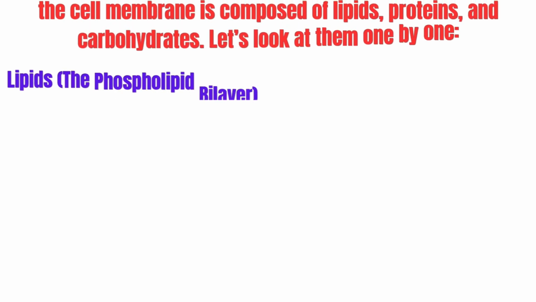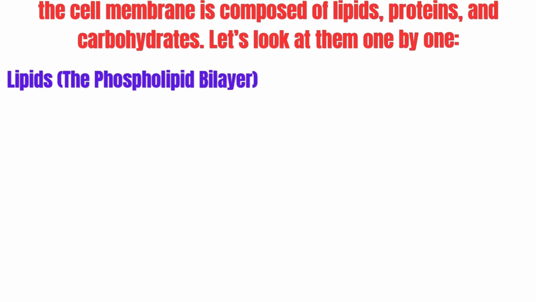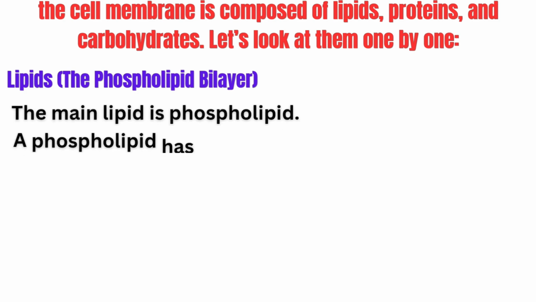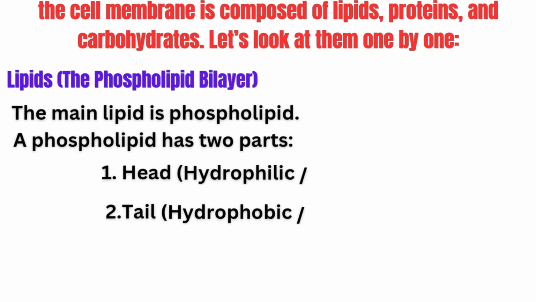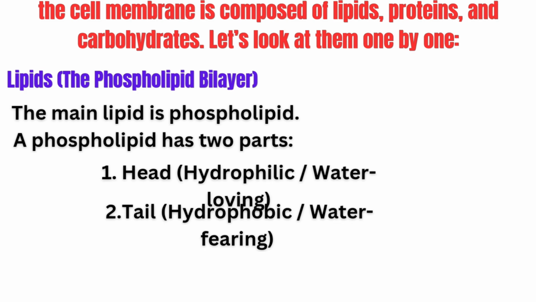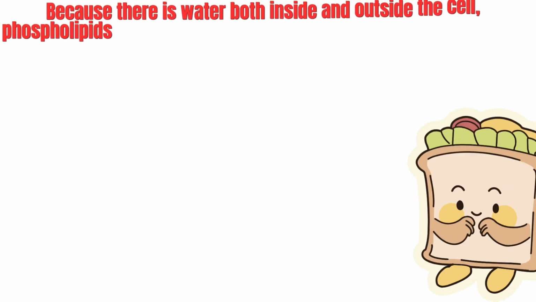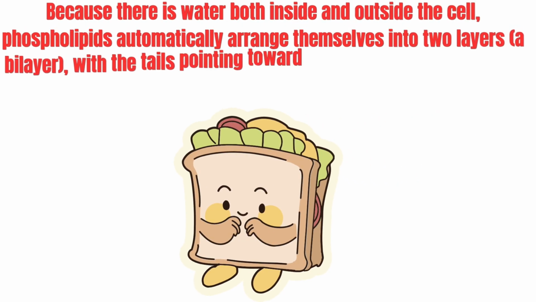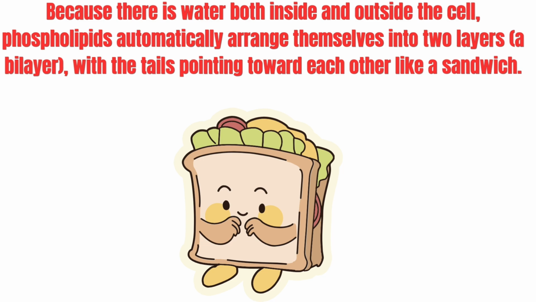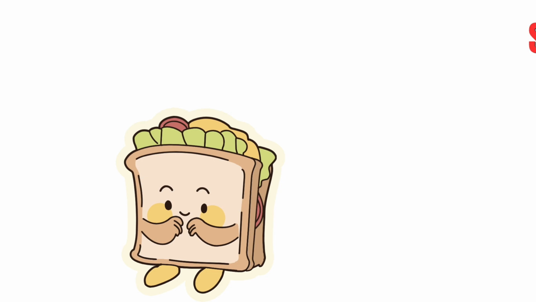Lipids, the phospholipid bilayer. The main lipid is phospholipid. A phospholipid has two parts. Head, hydrophilic, water-loving, faces outward toward the watery fluid inside and outside the cell. Tail, hydrophobic, water-fearing, points inward, hiding away from water. Because there is water both inside and outside the cell, phospholipids automatically arrange themselves into two layers, a bilayer, with the tails pointing toward each other like a sandwich.